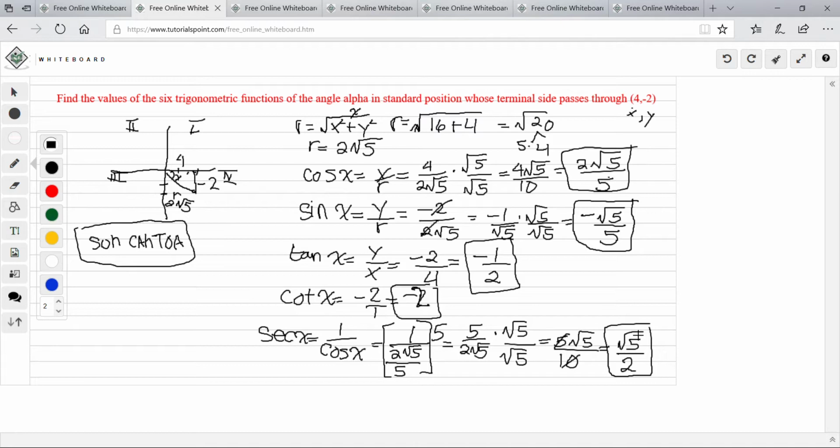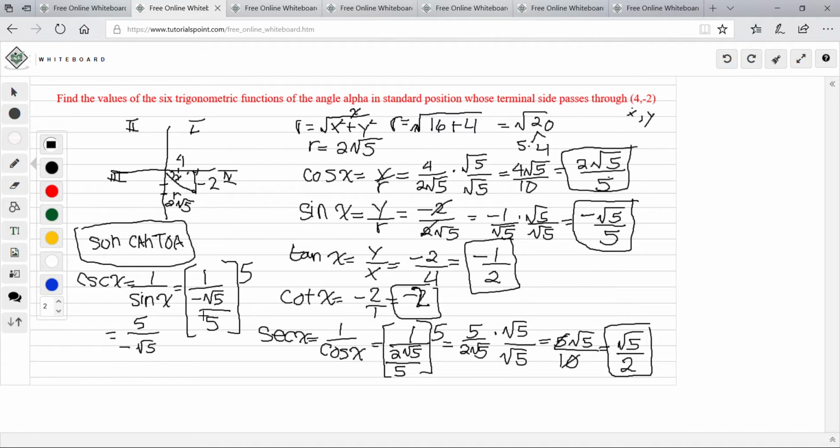Okay, the last one is cosecant alpha, which basically is 1 over sine of alpha. So it's 1 divided by, and we know that sine of alpha is negative root 5 over 5, and then I'm going to do my brackets. I'm going to multiply everything by 5, so you're left with 5 on the top, and then the 5 cancels, so it's just negative root 5.